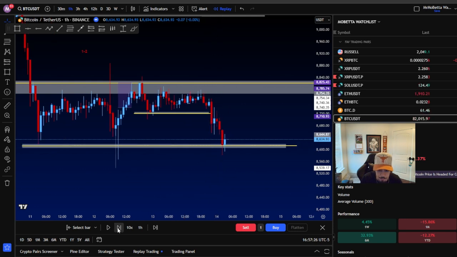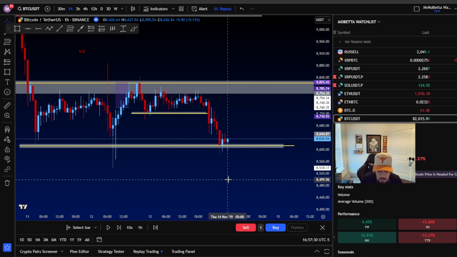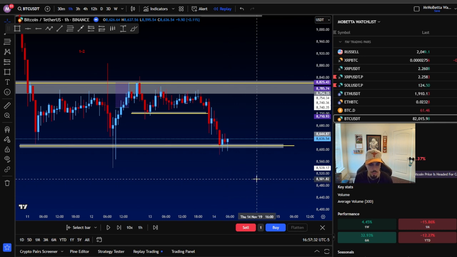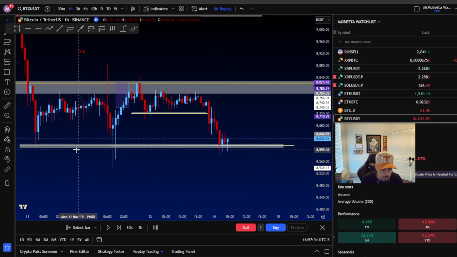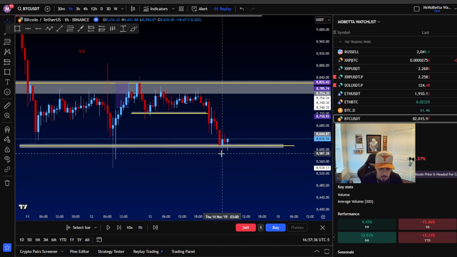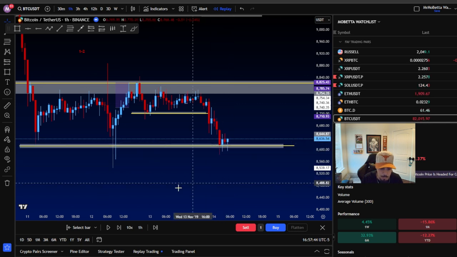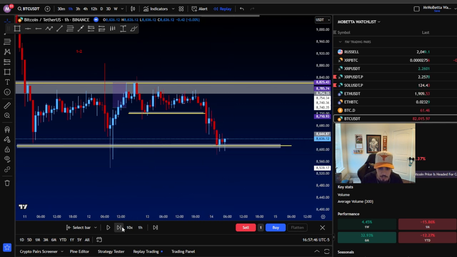Go 4 a.m., 5 a.m. Right? Okay. So now at this point, we've created support here. We could not break below this low. We created resistance. And now we're creating some smaller candles at 5 a.m. This is about to be into pre-New York at 6.